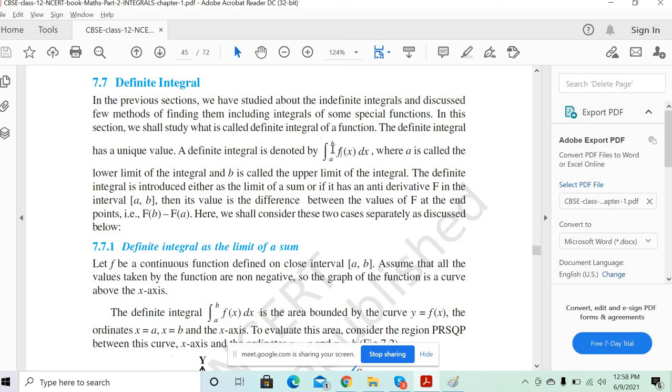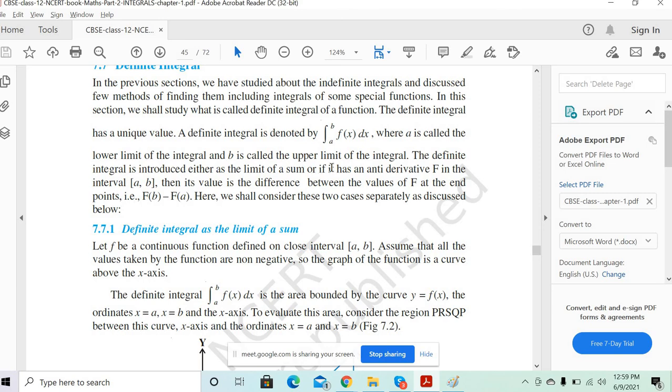That means the x value changes from a to b. Got it now? The interval of the x value, the function interval, is between a and b. That means when the x value is a and when the x value is b. Got it? So the meaning here is that the definite integral is introduced as a limit of a sum or the antiderivative of f, and then the value is the difference between the values of the antiderivative. Okay, so that is what it means here.